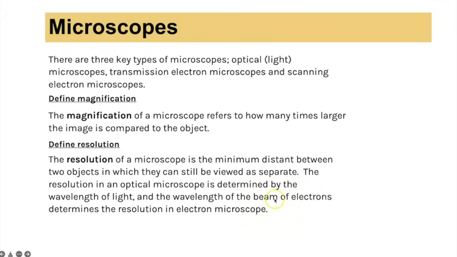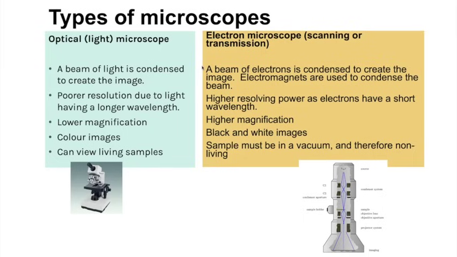And because that wavelength is much shorter, that is why they have a higher, more powerful resolution, meaning that the distance between the two objects that can be distinguished is smaller. So let's compare the two general types of microscopes in more detail.